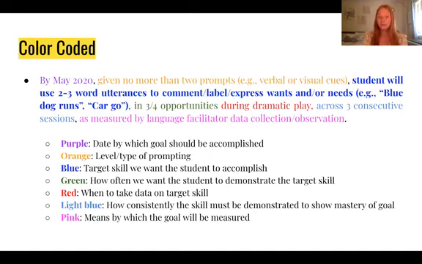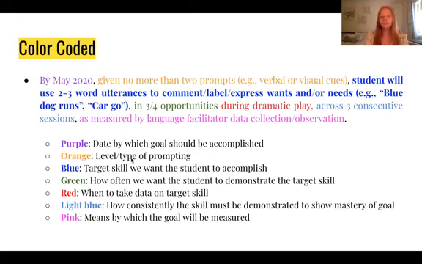I know when I first moved to this slide, a lot of you probably were like, oh my gosh, what is going on? This was made by not the language facilitator, but by the preschool project coordinators last year, Haley and Leilani. Haley was so proud of this slide, so I had to include it. I also really love it because she broke apart exactly what to include in a goal and color coded it. So here, the purple part, by May 2020, is the date by which the goal should be accomplished.